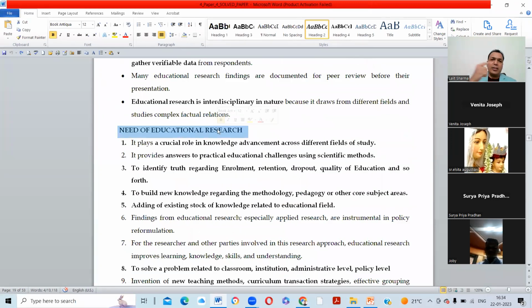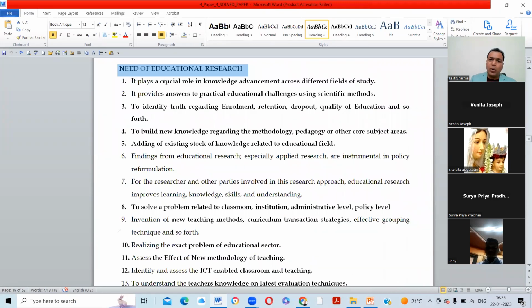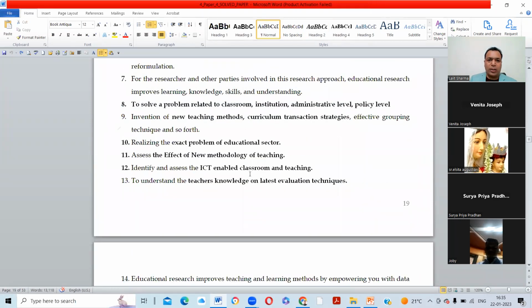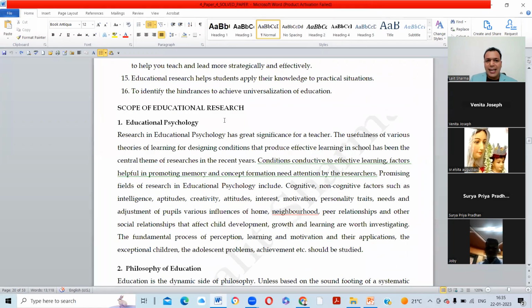Then the need of educational research. It is better to make a separate heading, okay? Need of educational research. Before that, the meaning of educational research, then scope of educational research. In that way, you get good marks. Under the need of educational research, you have to talk about what the need is. You know that; many times we have discussed it, and you have already got the notes also. Then, guys, the scope of educational research.